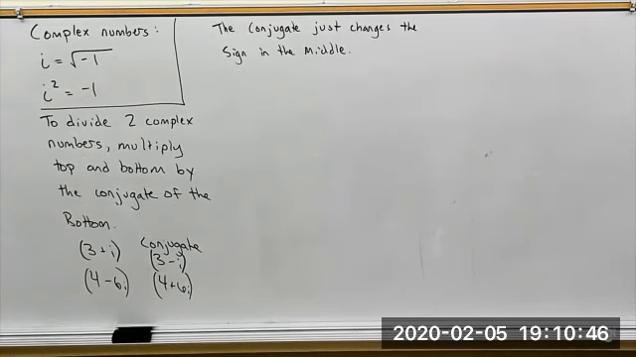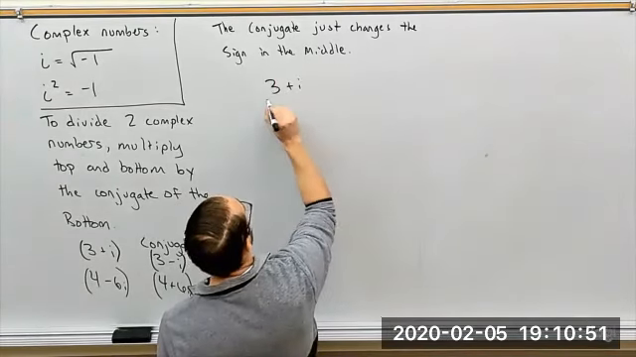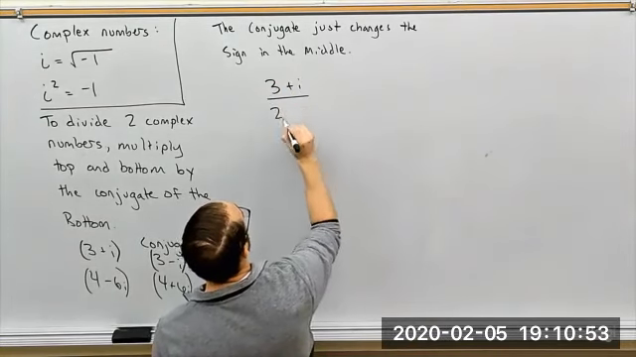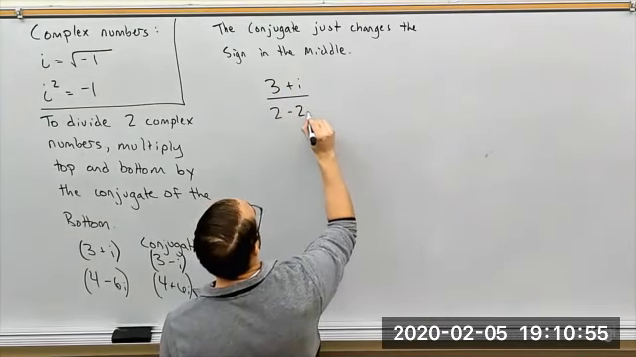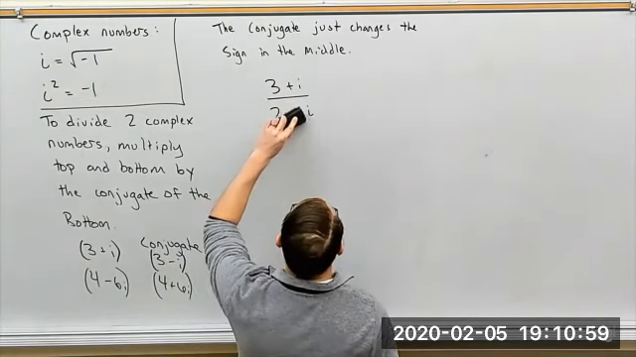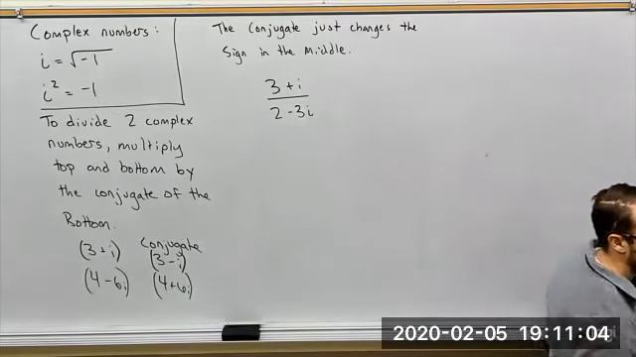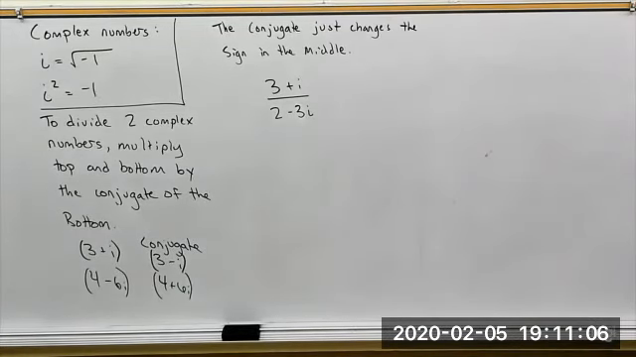So let's divide. Let's get an example. Okay. We're going to divide. So here's our example. It's 3 plus i divided by 2 minus 3i.